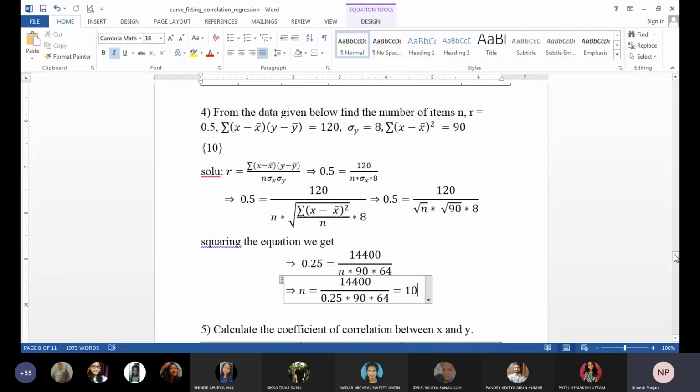Now, to find r, the formula that we will use is the first formula, that is summation x minus x bar into y minus y bar divided by n into sigma x into sigma y, because this is the only formula best suited to the data given. Now we will substitute the values in this formula. The value of r is given as 0.5, summation x minus x bar into y minus y bar is given as 120. The value of n is what we are supposed to find out. The value of sigma x is not given in the question, and sigma y is given as 8. This much is clear?